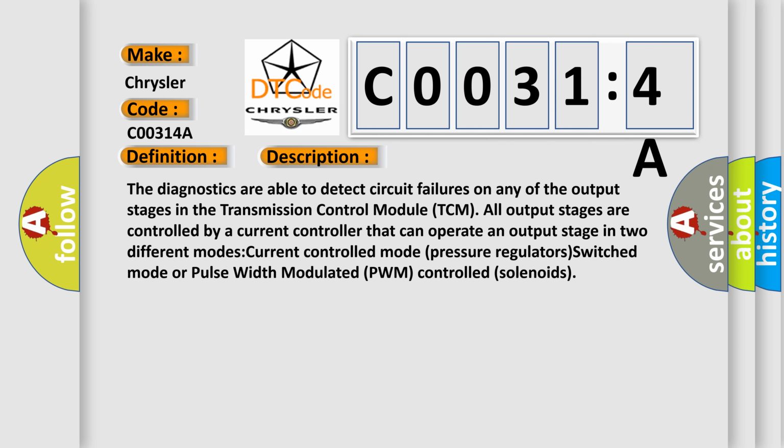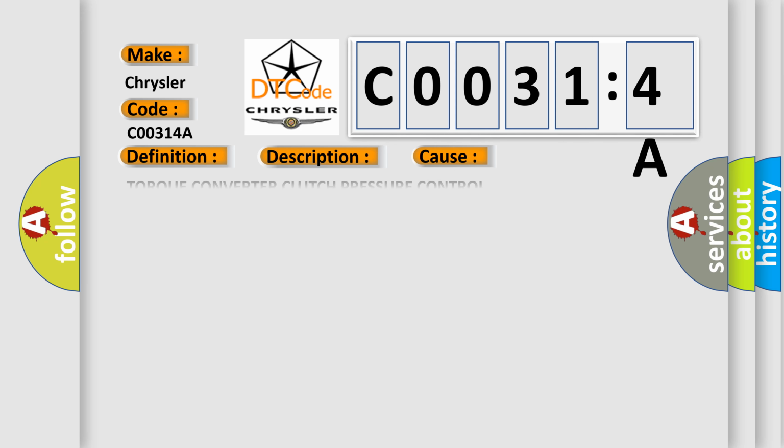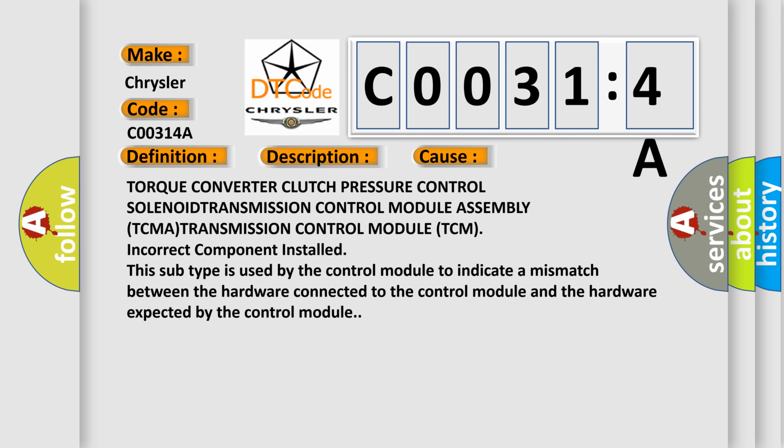This diagnostic error occurs most often in these cases: torque converter clutch pressure control solenoid, control module assembly, TCM control module, TCM incorrect component installed. This subtype is used by the control module to indicate a mismatch between the hardware connected to the control module and the hardware expected by the control module.